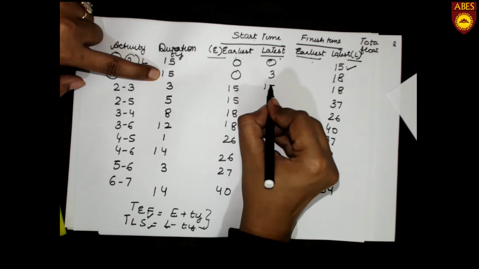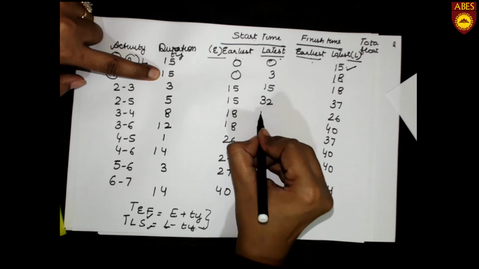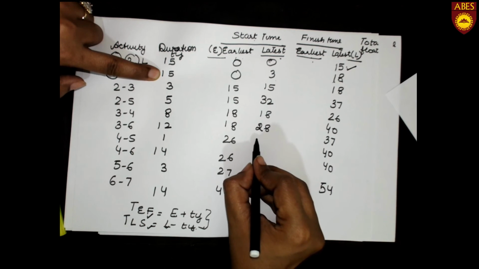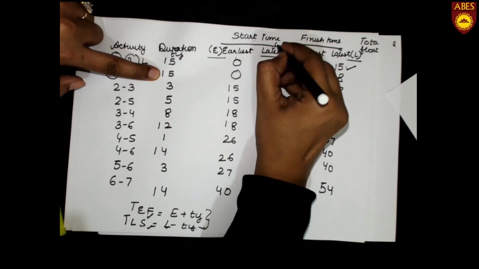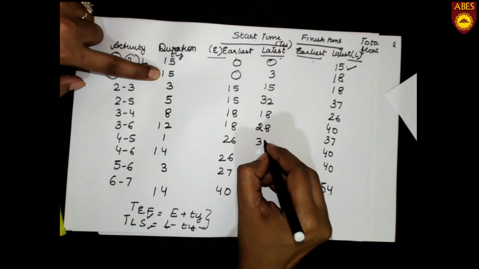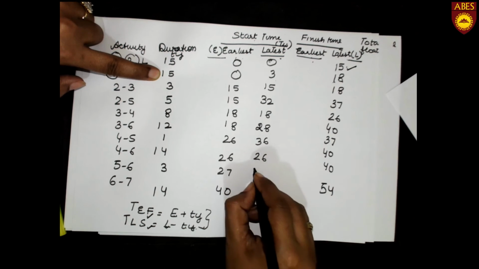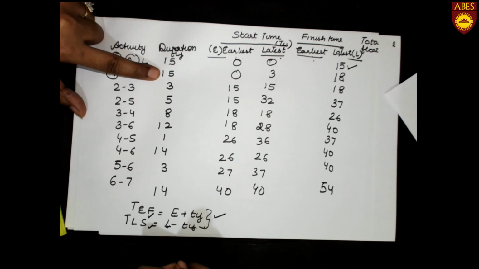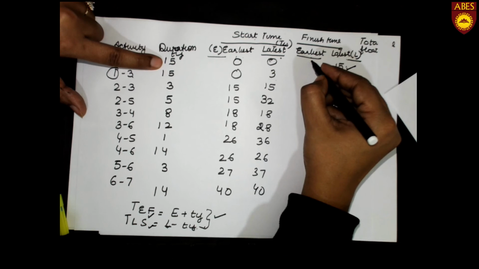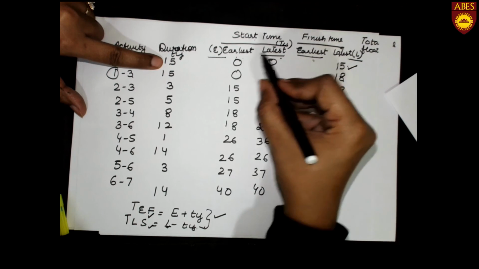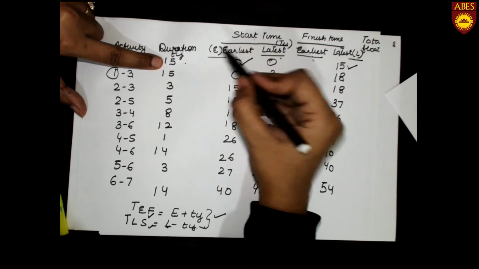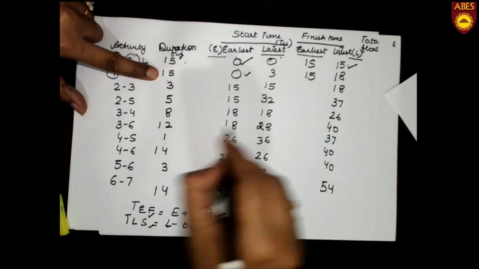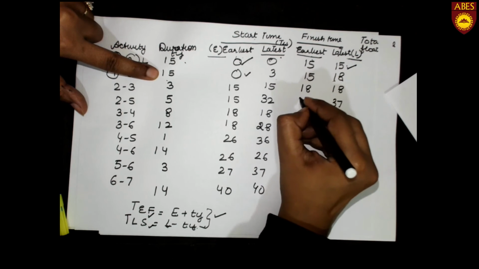In similar fashion, I will write down the rest of the TLS. This is TLS: 36, 26, 37 and 40. Now with the help of this formula, I will write down the earliest finish time. Earliest finish time will be E plus Tij. That is E plus Tij. That is 0 plus 15, which is 15. Similarly, I will write down the other values too.